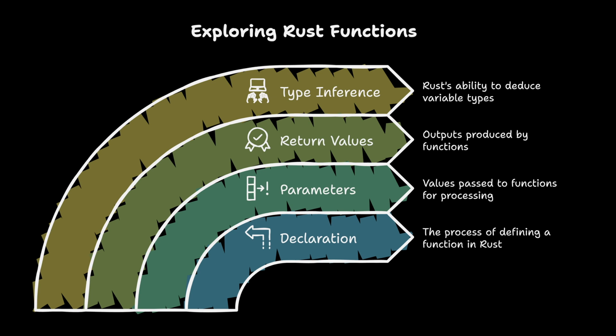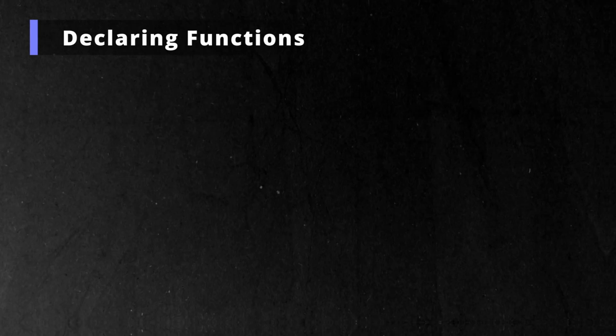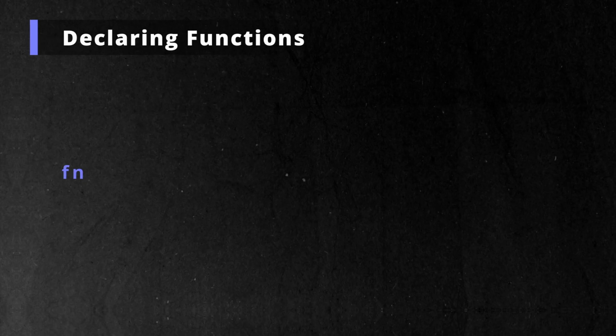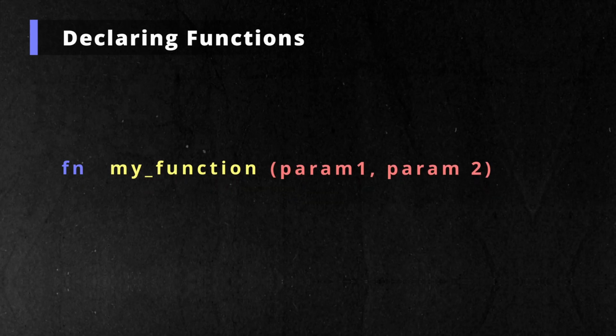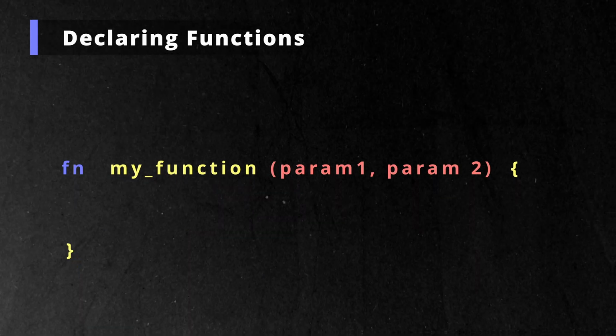All right, let's start with the basics. How do you declare a function in Rust? In Rust, every function starts with the keyword fn, followed by the function name, parentheses for parameters, and curly braces to define the function body.